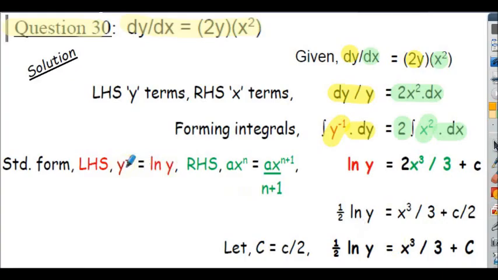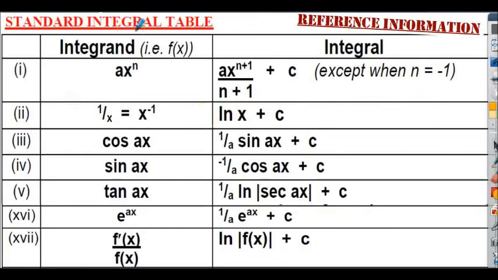So on the left hand side, integrating y to the -1 equals ln y, and on the right hand side we're integrating x squared with respect to x, so that's of the form ax to the n, which is equal to ax to the n plus 1 over n plus 1. So referring back to our standard integral tables here, this is the solution for the left hand integral, and this is the solution for the right hand integral.